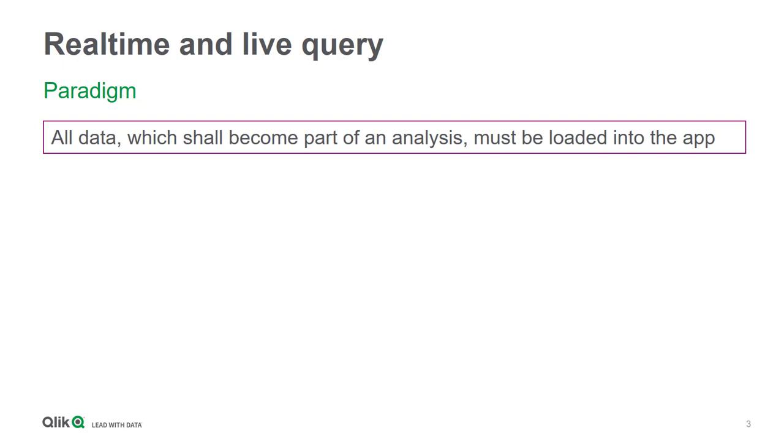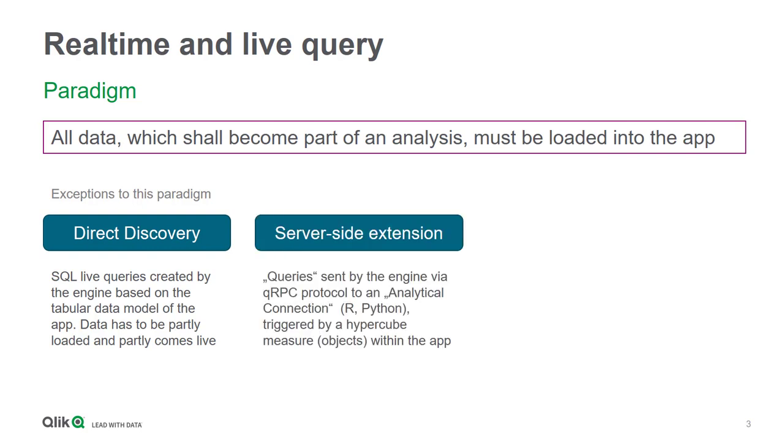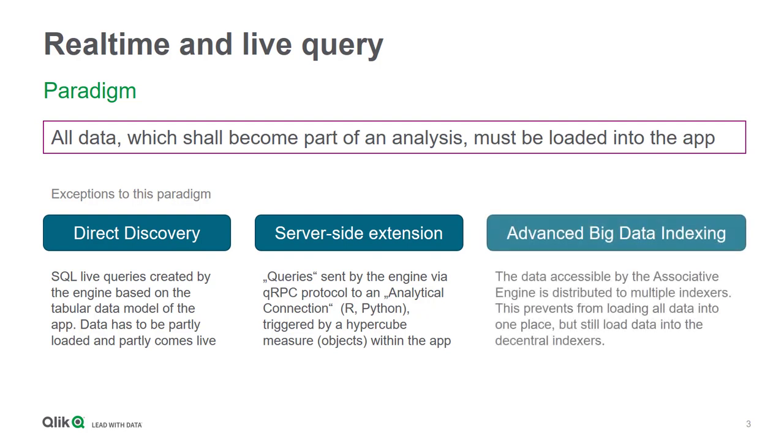So the only two exceptions to this paradigm are actually direct discovery, where SQL queries are fired live against the dataset, or server-side extensions, also known as analytical connectors, for example, to R and Python. You can enrich a hypercube object with data live queried from that analytical connection. And as of 2019 and onwards, there's ABDI, Advanced Big Data Indexing.